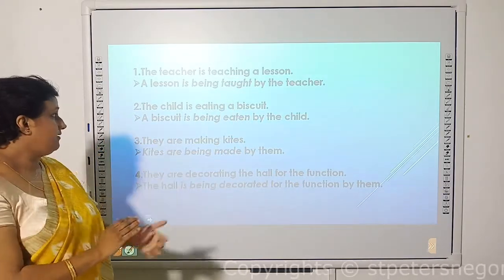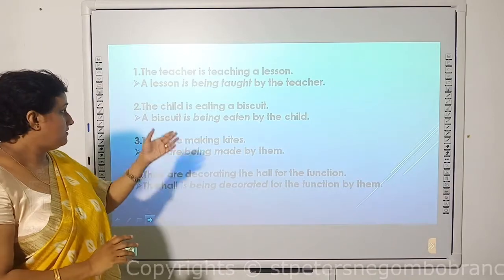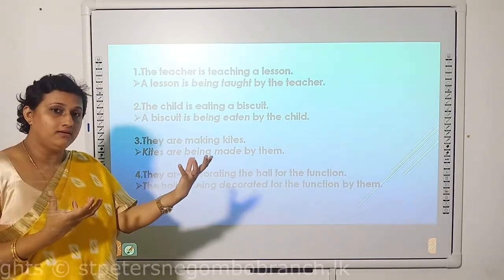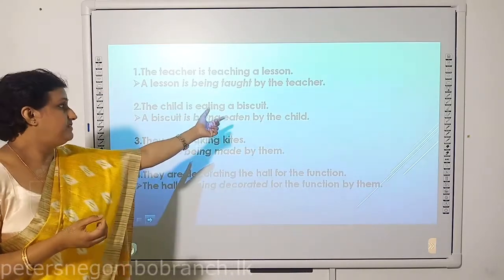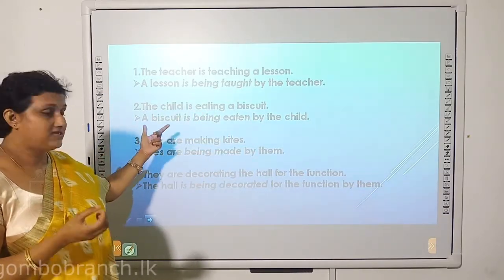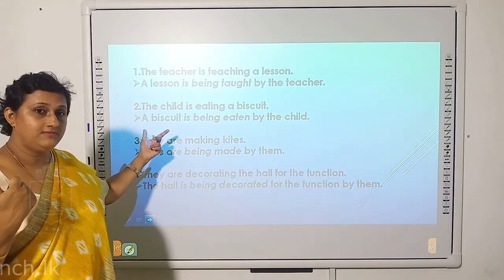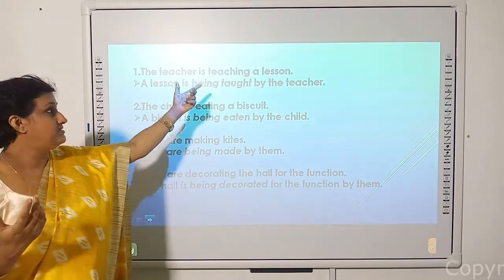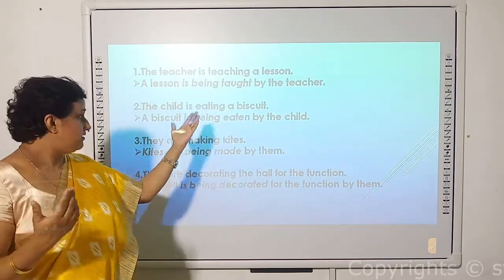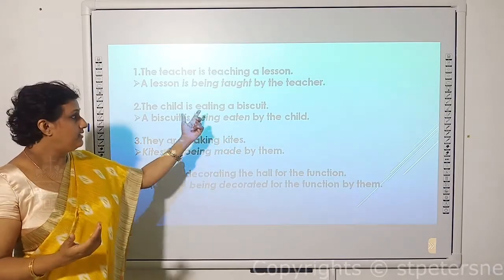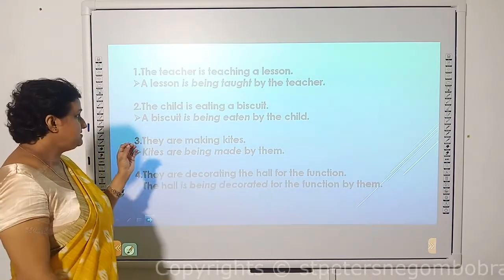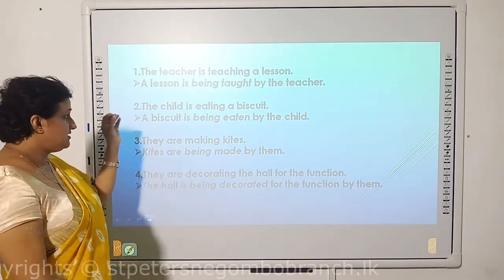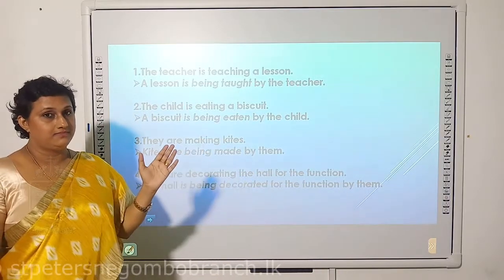Okay, clear. Second one, the child is eating a biscuit. What is the verb? Is eating. Who is eating? The child. The child is eating what? A biscuit. So we'll move on. A biscuit has to come to the top. The biscuit is given in singular, so you have to use the auxiliary verb or the be word is, right? And then you have to use be-ing since it is present continuous. And then past participle of the word eat, by the child. So the answer is a biscuit is being eaten by the child.